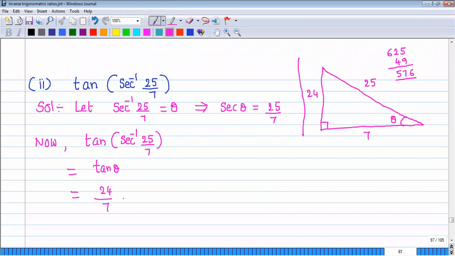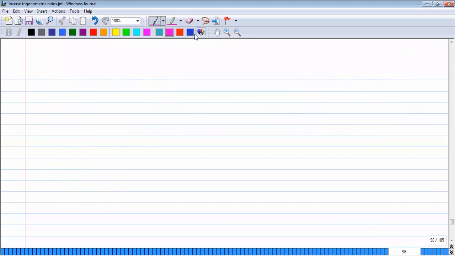Yes, sir. Shall I give one more question? Yes, sir. Third one. Find cos of tan inverse 24 upon 7. The answer is 7 by 25, sir. 7 by 25. Justify your answer.